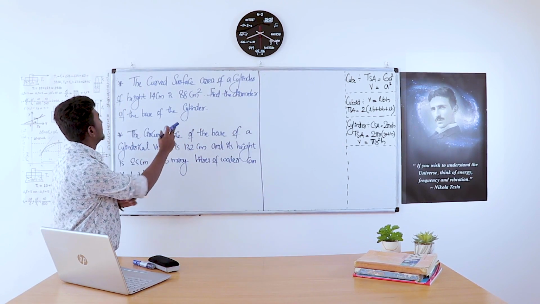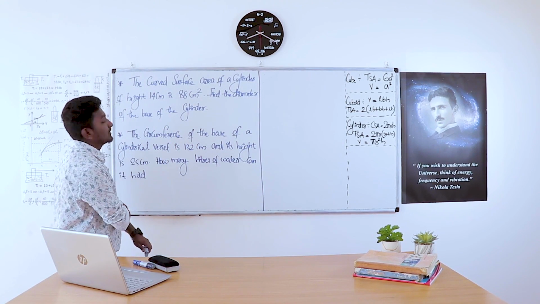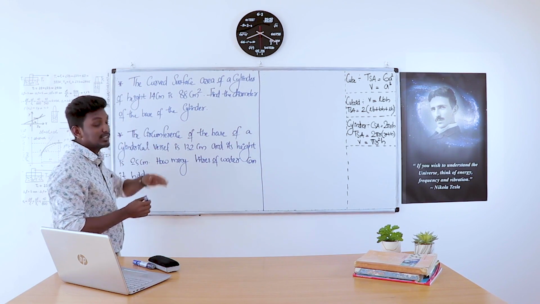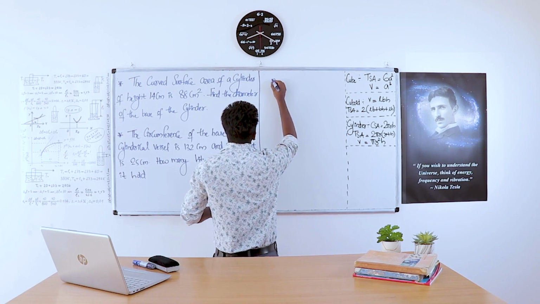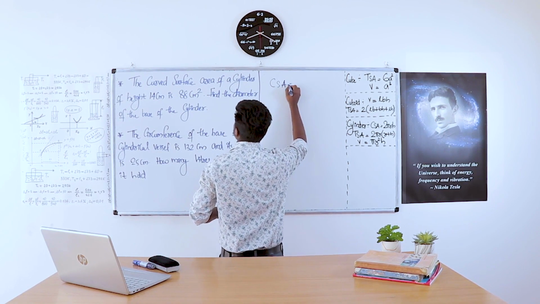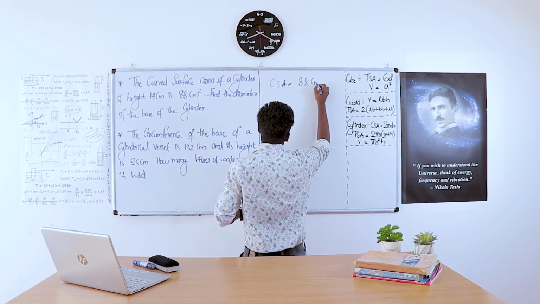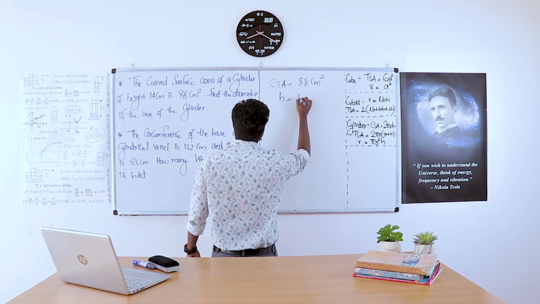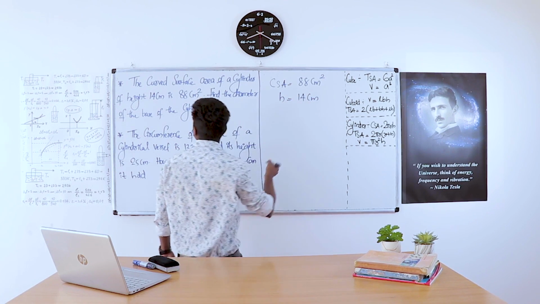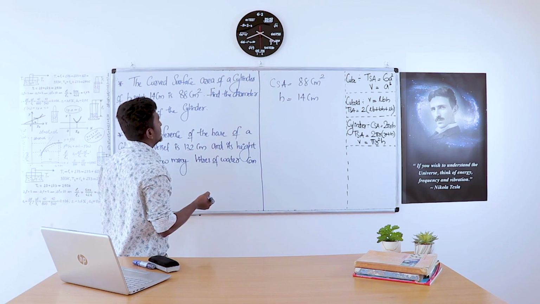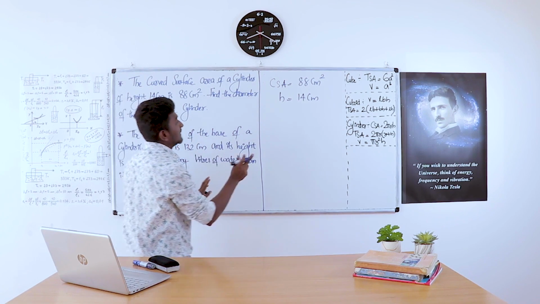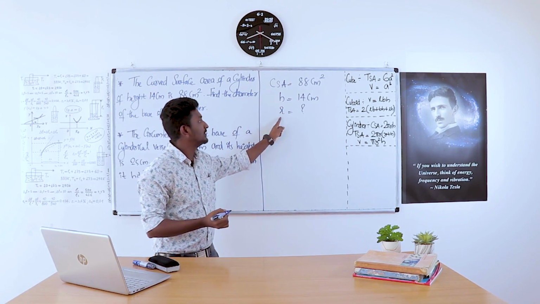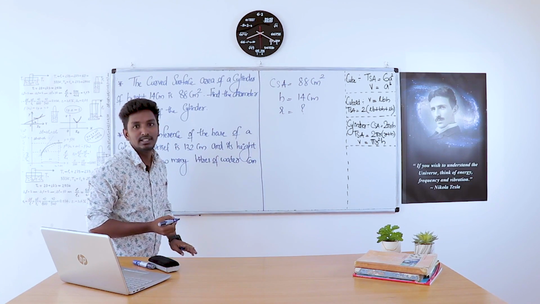The first problem is that the curved surface area of a cylinder of height 14 centimeter is 88 centimeter square. That means curved surface area is given as 88 centimeter square, and height of the cylinder is given as 14 centimeter. Then we need to find the diameter of the base of the cylinder. For finding the diameter, we need to know the radius. So first we have to find the radius, then we can give the diameter.